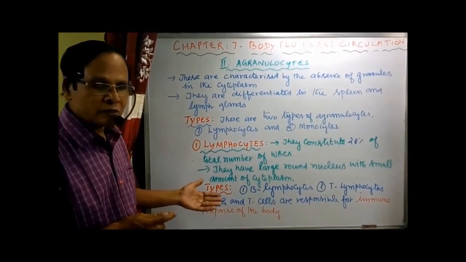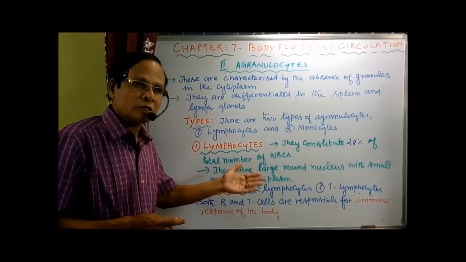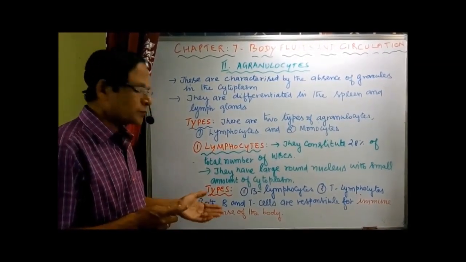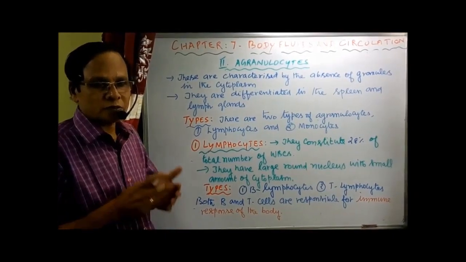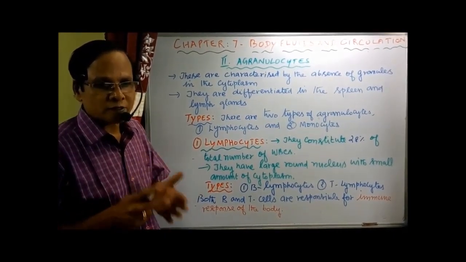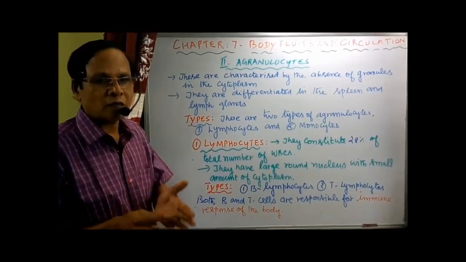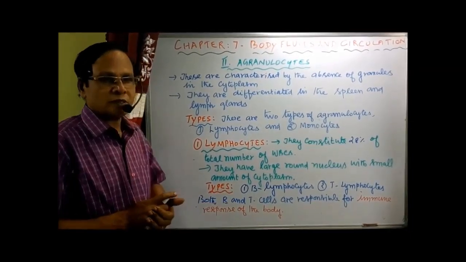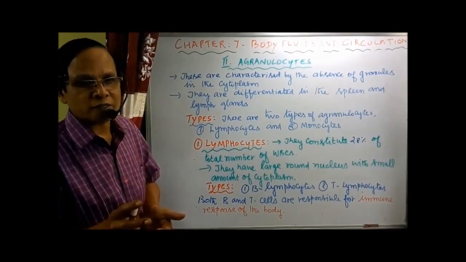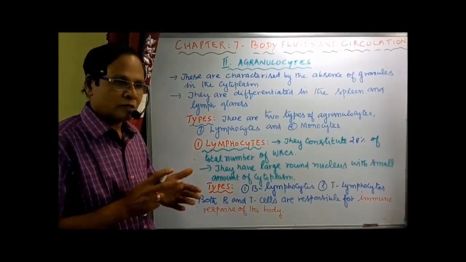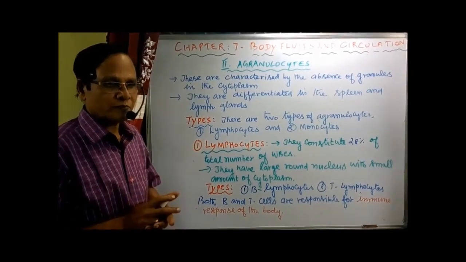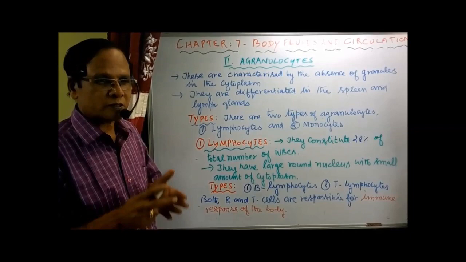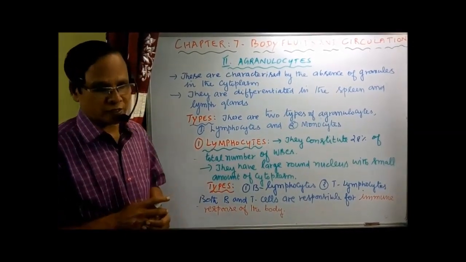Both B and T cells are involved in the immune response of the body, the defense mechanism of the body. Now B cells produce antibodies to neutralize the harmful effects of foreign substances. What about the T cells? The T cells are involved in cell-mediated immunity. Antibodies are otherwise called humoral immunity. Then we have the T cells that are involved in cell-mediated immunity. We'll discuss more in immunology in 12th standard.